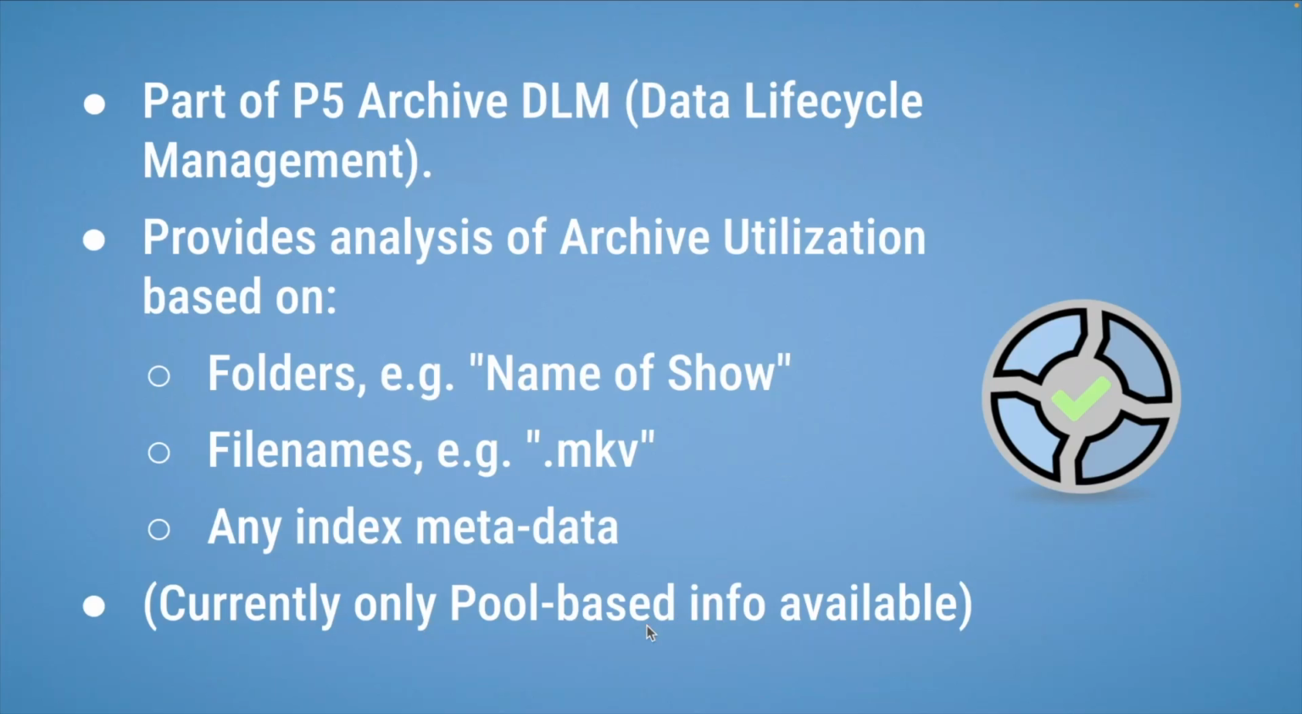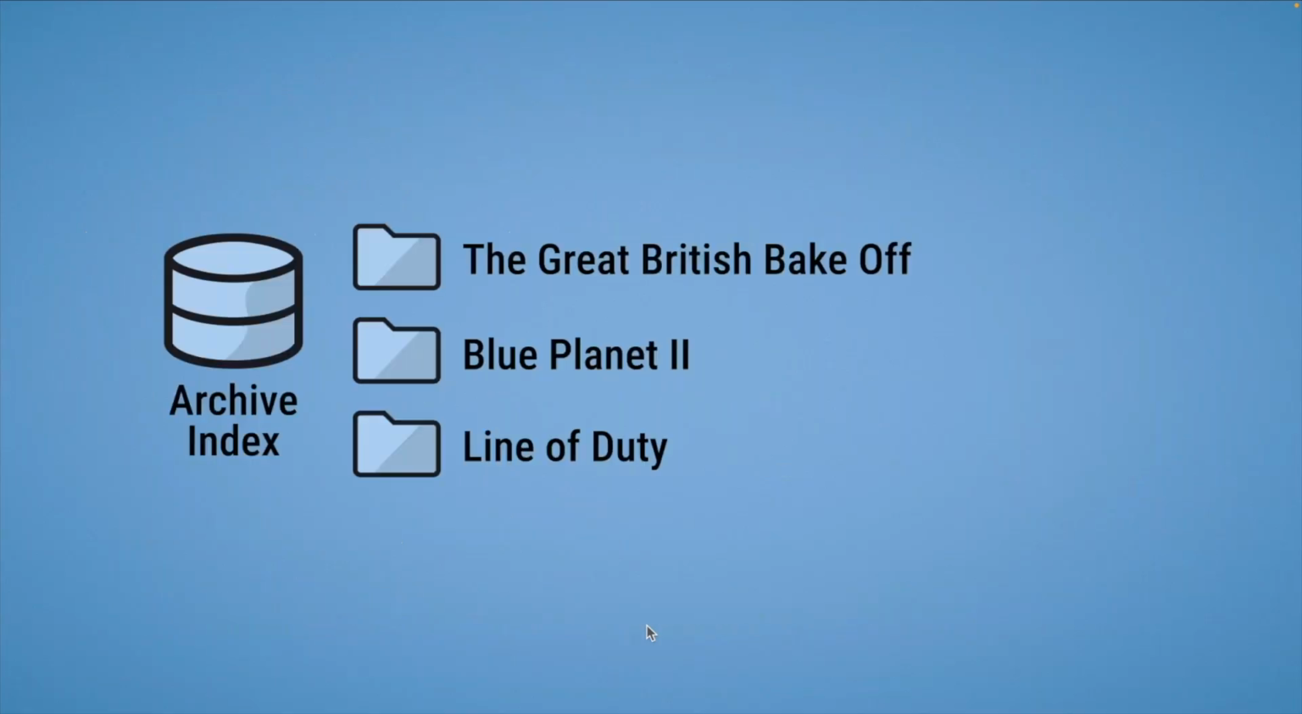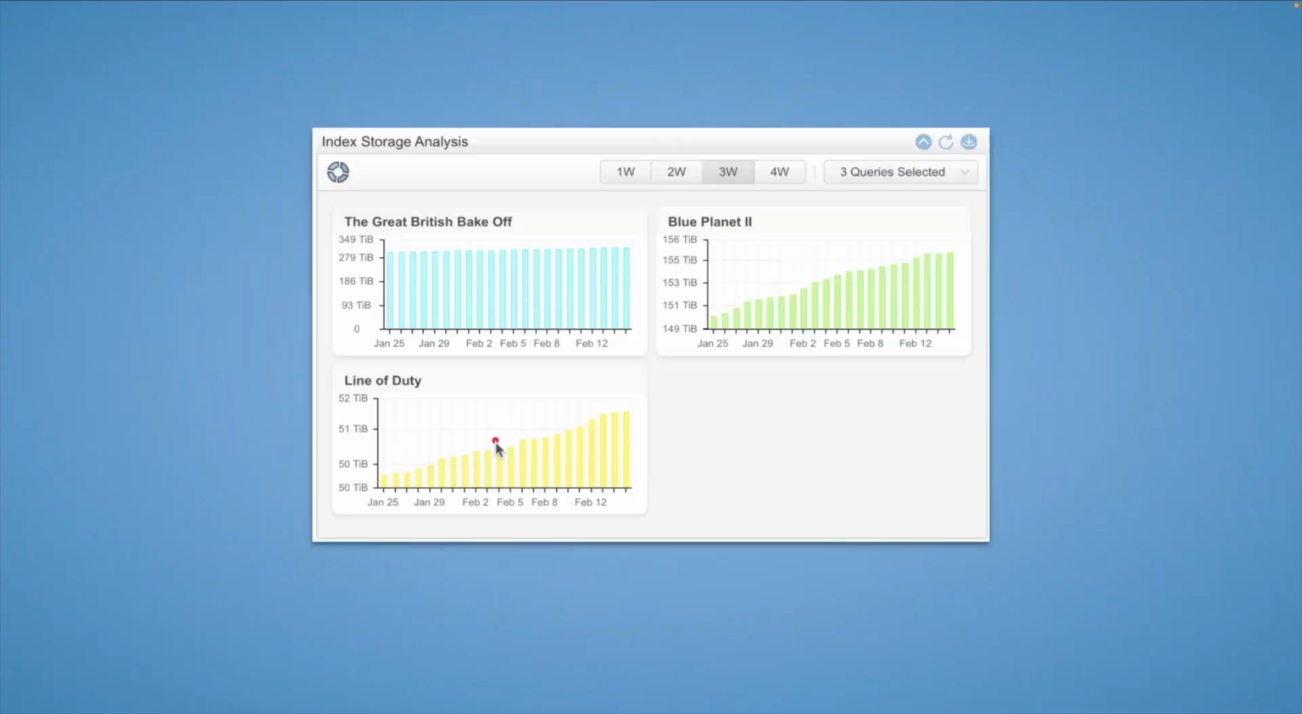But if you imagine a P5 end user that has a petabyte of archive data on tape, it might be useful for them to know which clients they archived it for, or any kind of analytics about what's in that index. So just as an example, if we imagine a hypothetical archive index where we have 3 TV shows which are being produced and data is being archived to tape about those 3 TV shows, what we'd be able to do is produce a graph that shows storage analysis for those 3 shows.